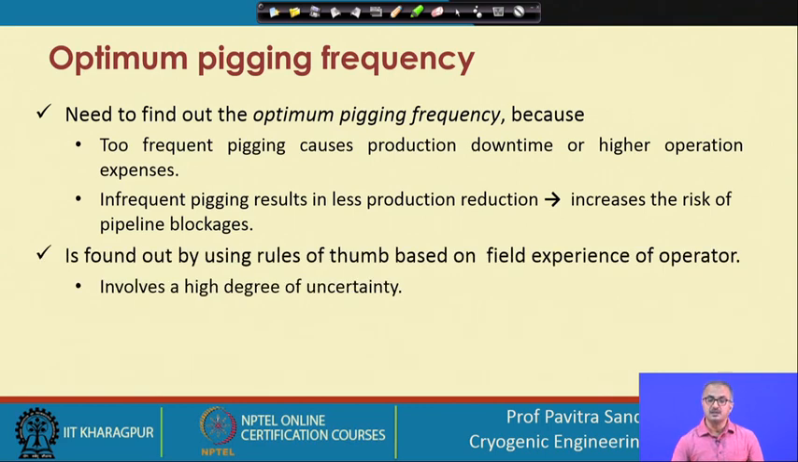And generally this kind of pigging frequency is found out by some thumb rules that are gathered from the experience of the operators, and definitely when there are thumb rules, there will be some kind of uncertainty involved. But that is how so far the industries are deciding the optimum pigging frequency.